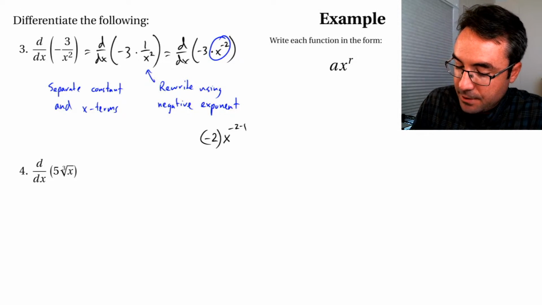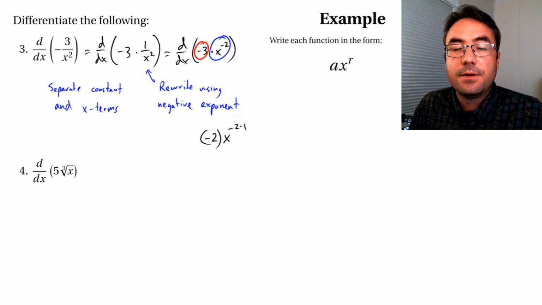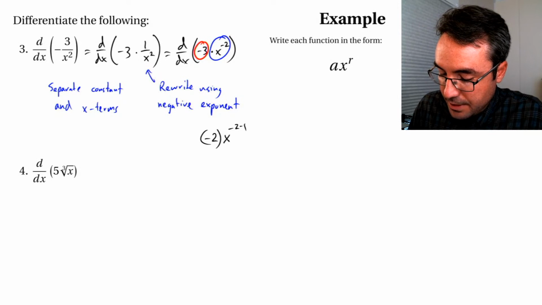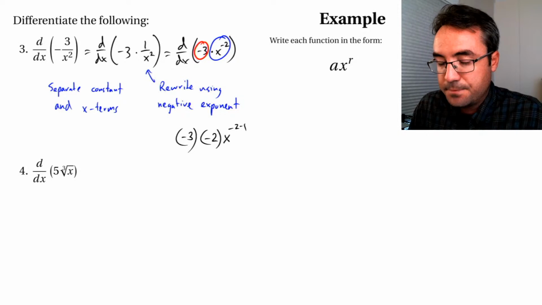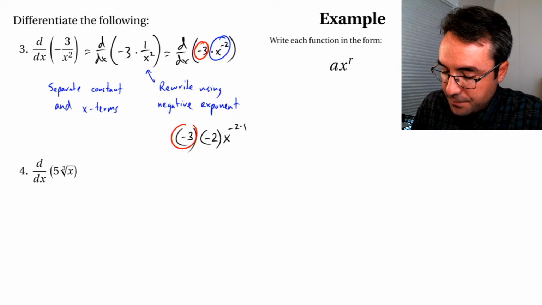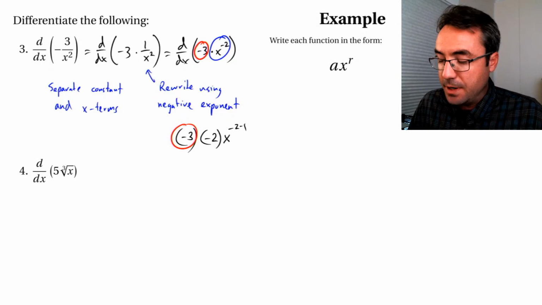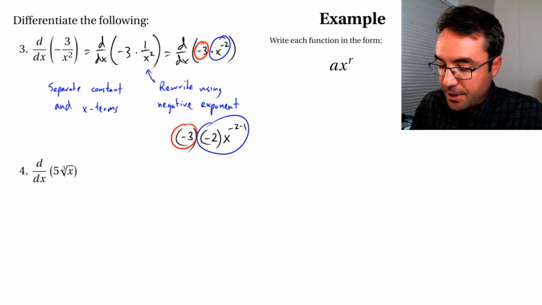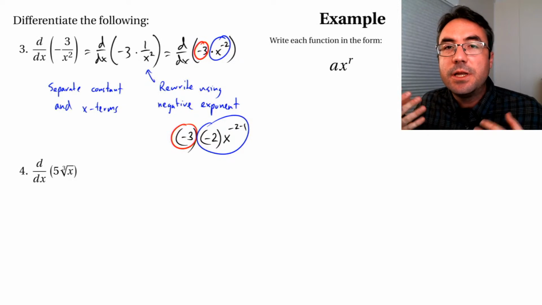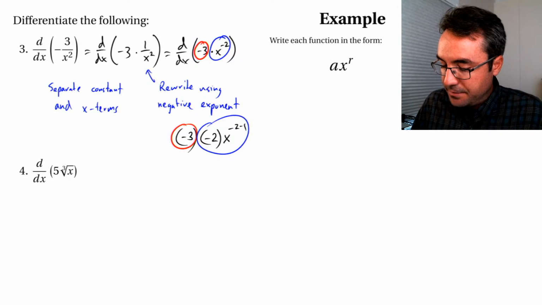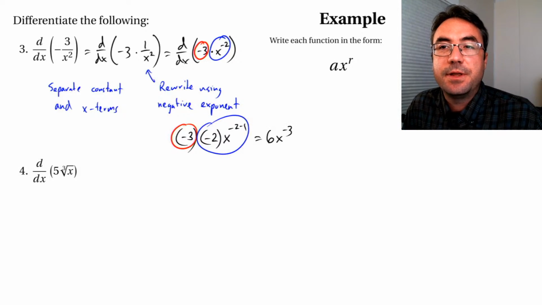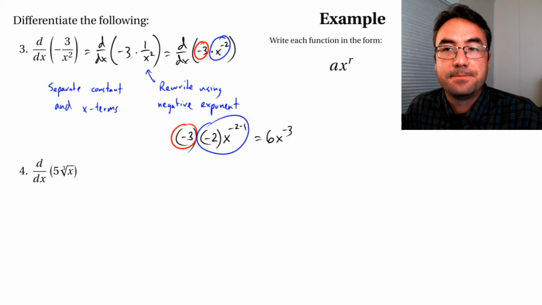And then our constant term here that was in front, the negative 3, well, that just stays in front. So we're just going to put negative 3 in front here. So the negative 3, our constant multiple, just stays in front, and then we differentiate the variable term just like we normally would. And then clean up as needed. So negative 3 times negative 2 is 6, and then if we do the subtraction there, we get x to the minus 3. And I'd stop there.